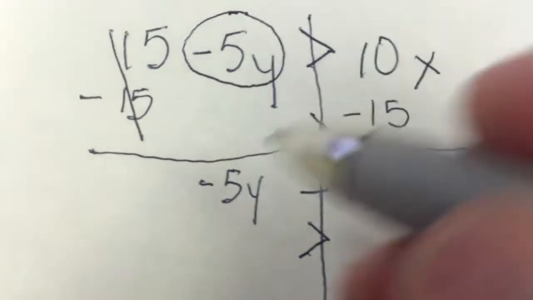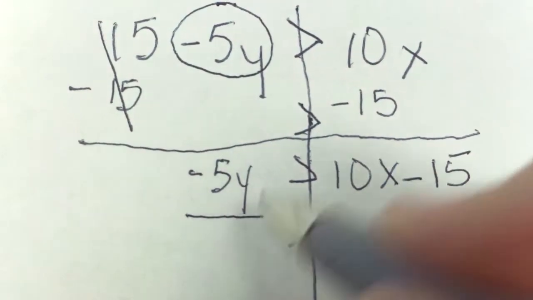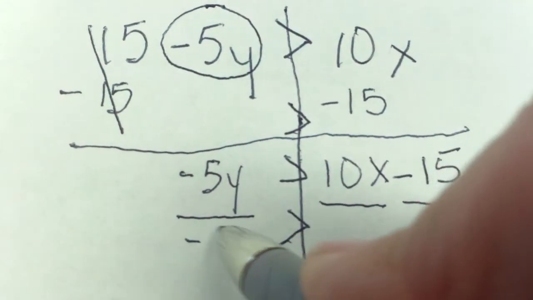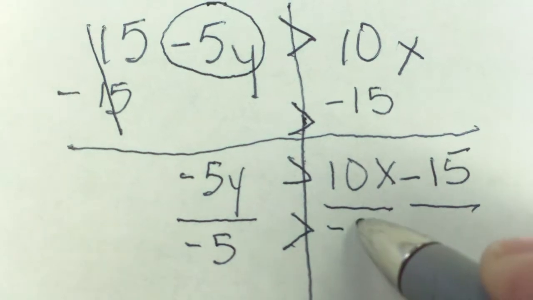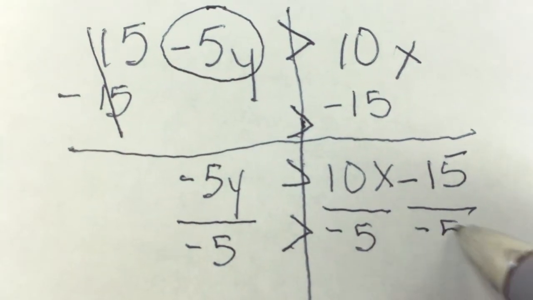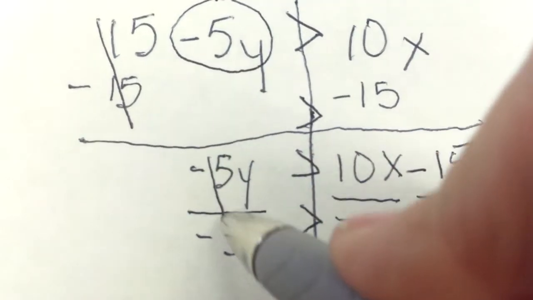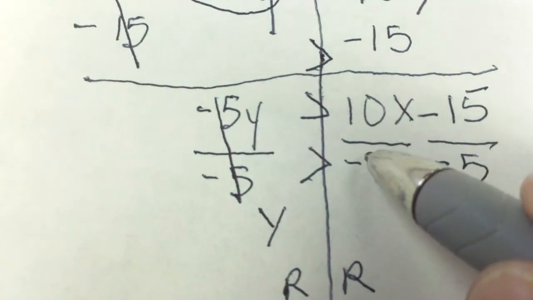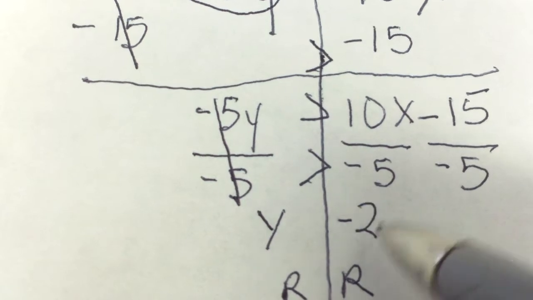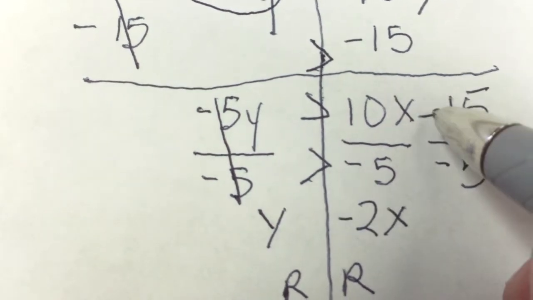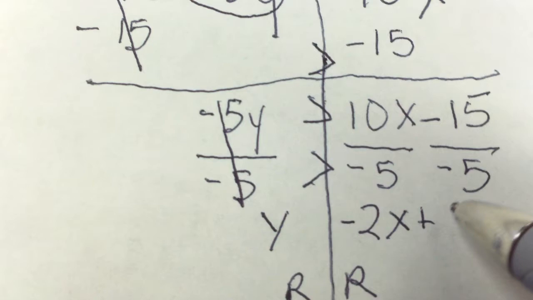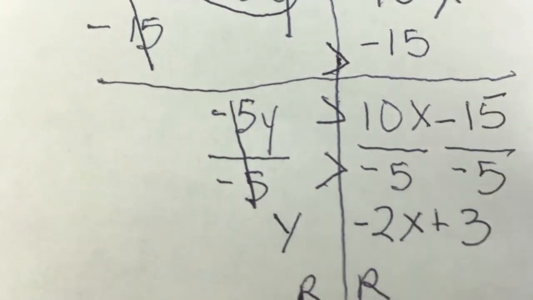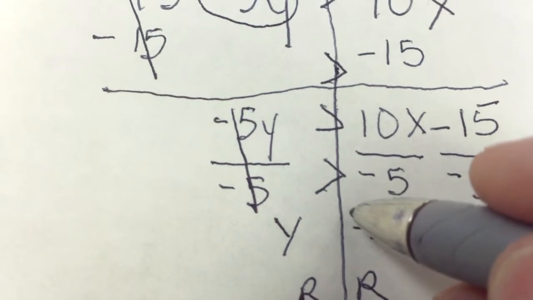Now I want y alone, so I'm going to divide every stinking term by negative 5. So these cancel out, and I'm left with y. 10 divided by negative 5 is negative 2x. A negative divided by a negative is a positive 3. Look what we did. We divided every stinking term by a negative number, so we're going to flip our inequality symbol.